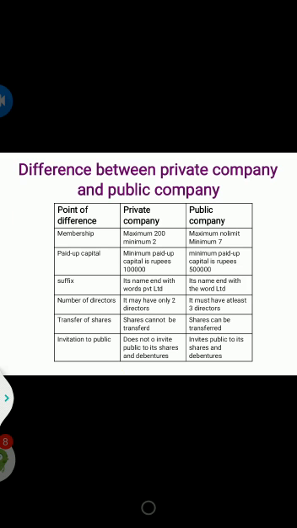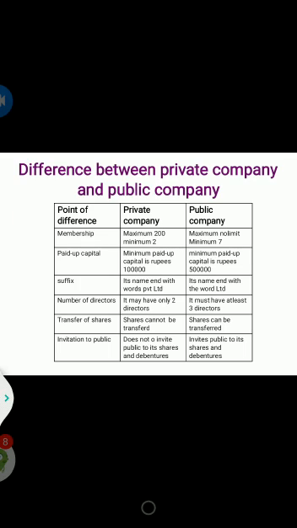Today we are going to study the difference between private company and public company. This we have already studied or dealt with in our previous classes, I mean in your second PUC and all. So here, the difference between private company and public company.